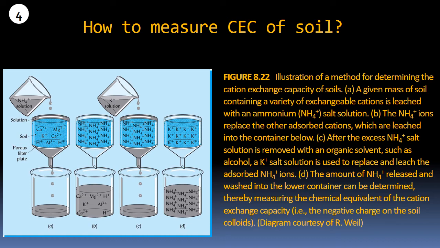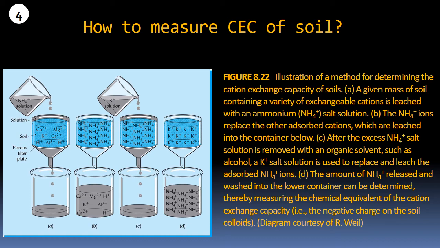And what will be remaining in the soil? What will be remaining is only ammonium. It will be adsorbed to the soil, and some of it exists in the soil solution. The next step is that we need to remove the excess ammonium, which is the one that exists in the soil solution. And we can use, for example, any solvent like alcohol to remove it. After removing it, we only have ammonium adsorbed to the soil.